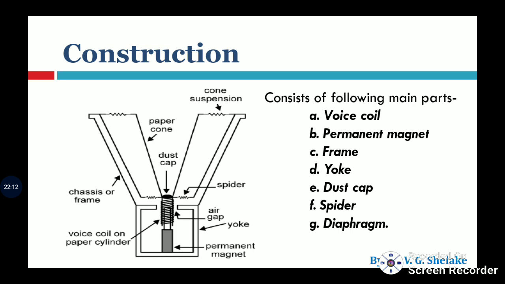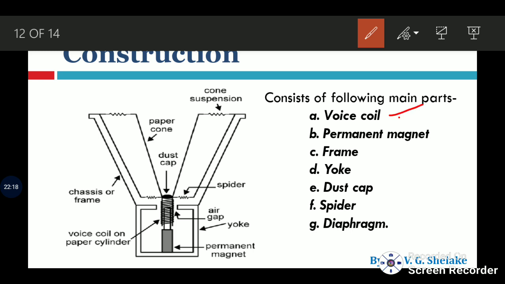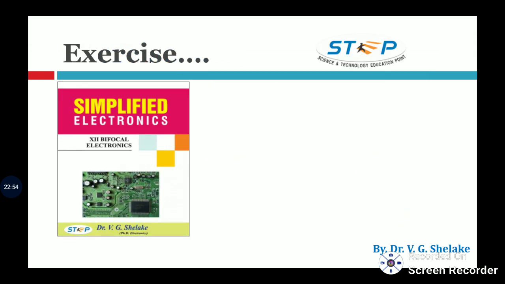So there are different parts. One of the main parts is the voice coil. Then it consists of a permanent magnet with soft iron pole. It consists of a frame, this will be the frame, yoke, dust cap, spider, this is the spider, and next will be the diaphragm. Diaphragm is nothing but the paper cone, which can move freely.